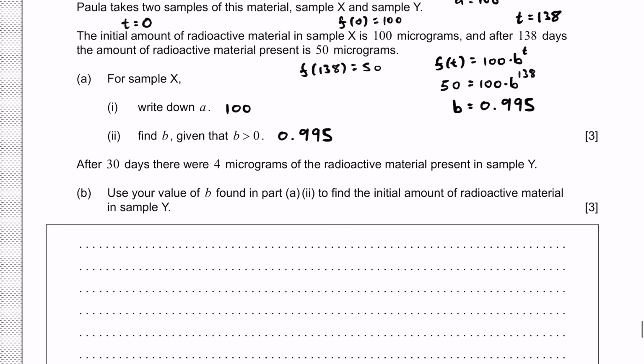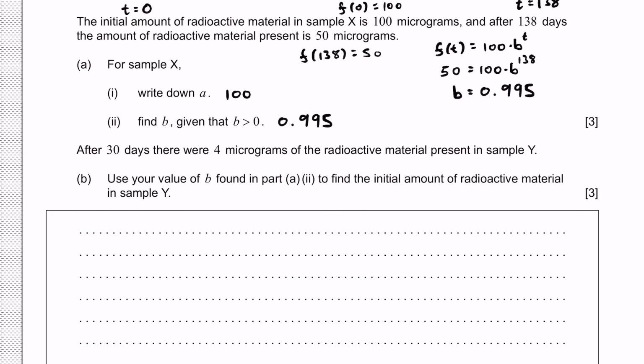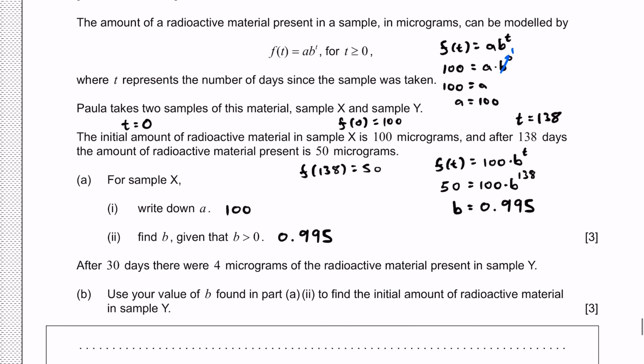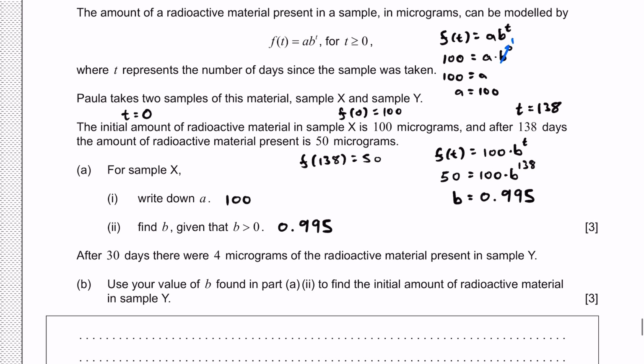Let's continue on. After 30 days, there were 4 micrograms of the radioactive material present in sample Y. Use your value of B found in part 2A to find the initial amount of radioactive material in sample Y. Okay. So, initial amount, that's an interesting question.